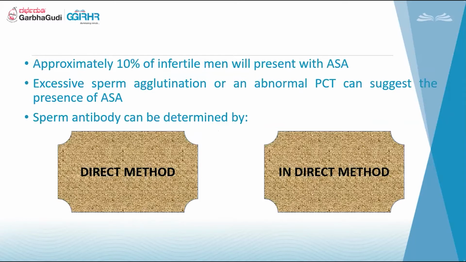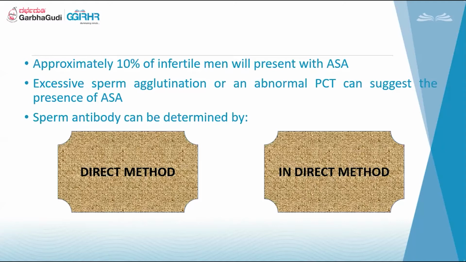That's why when we do count and motility, we have to make sure that if there is any clump, we report it. Excessive sperm agglutination or a normal PCT can suggest the presence of ASA. That's why we have to check the count properly. Rather than going to PCT, we do count and motility properly. If there is any agglutination, we check that.